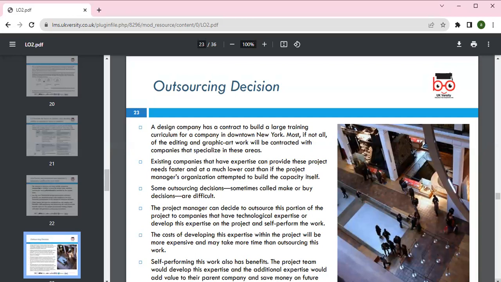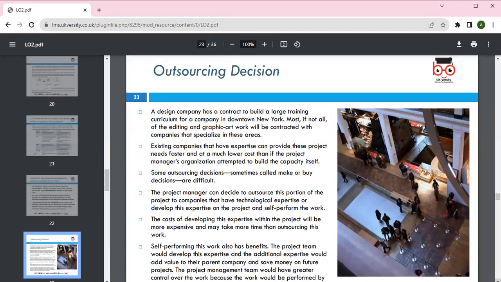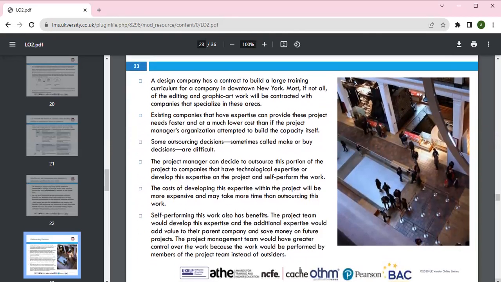Yes, the project manager can decide to outsource this proportion. The project companies calculate the technical as well as the corporate social responsibility, social accounting, like what will be the cost to society of outsourcing everything. Because we have a CSR responsibility as well, we can keep that self-performing. This group is also a benefit, and the project teams would develop expertise. Additionally, expertise could be added from their parent company, and we can look around outsourcing and insourcing.